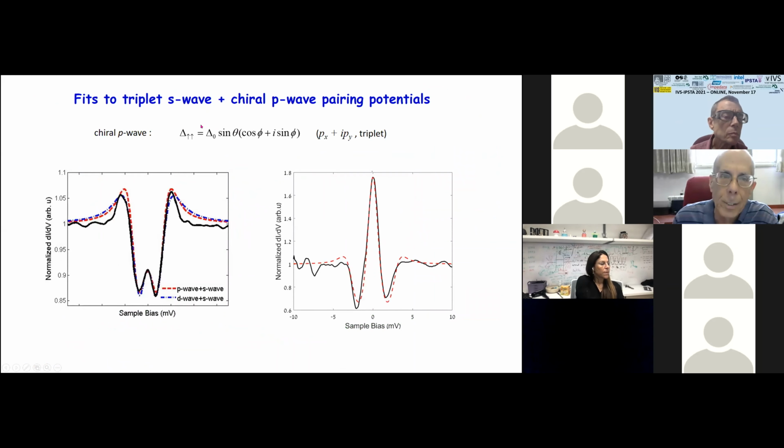We found that we can very well fit all the tunneling spectra to a combination of S-wave, which should be there because we begin with a superconductor, which is conventional, and together with a spinful chiral P-wave, given by this expression, which essentially breaks time reversal symmetry.